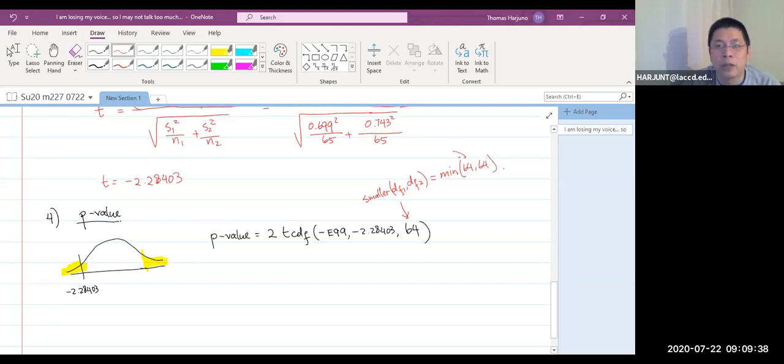Okay, now where do you get that 64 from? 65 minus 1 from the first group, 65 minus 1 from the second group. Now this number is very conservative because the degree of freedom computation is supposed to be a lot more complicated than this. But to do a conservative computation, we just take the smaller number. Now then I use the calculator to compute.